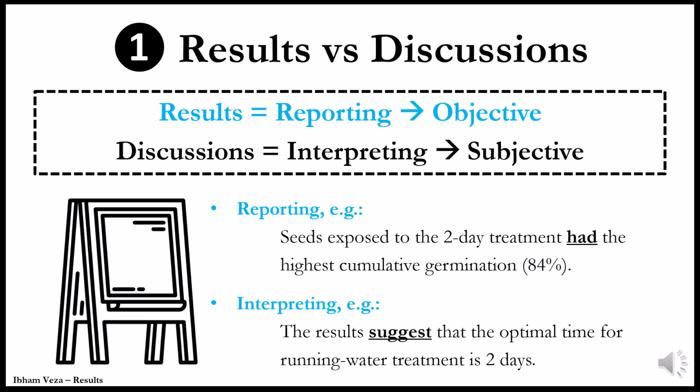Results versus discussions. Know the difference. Be clear about the purpose of each section in your paper. Results equal reporting, equal objective. Focus on what happened, using facts and figures. Example: seeds exposed to the 2-day treatment had the highest cumulative germination, 84%.